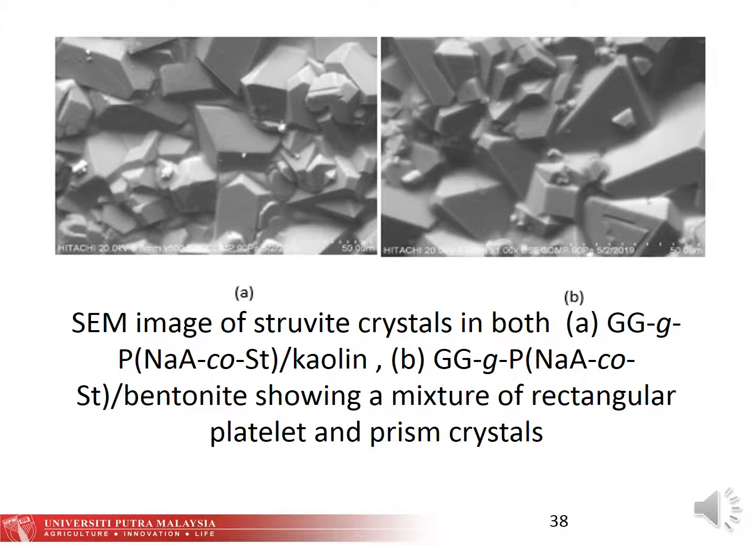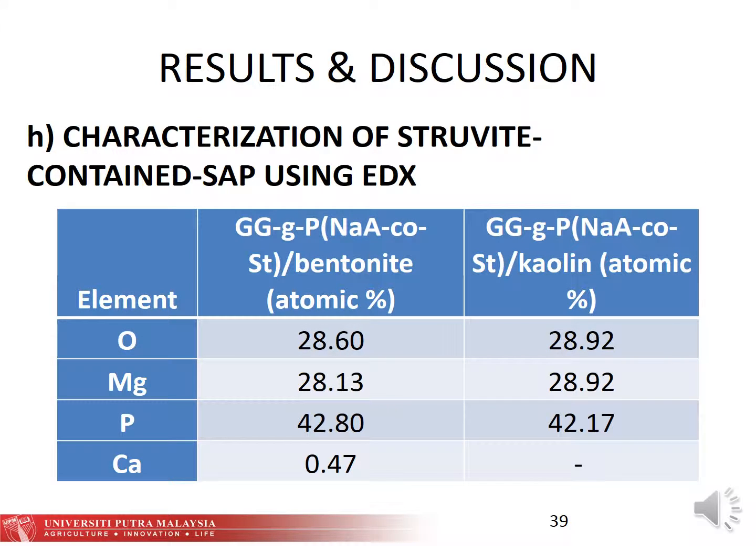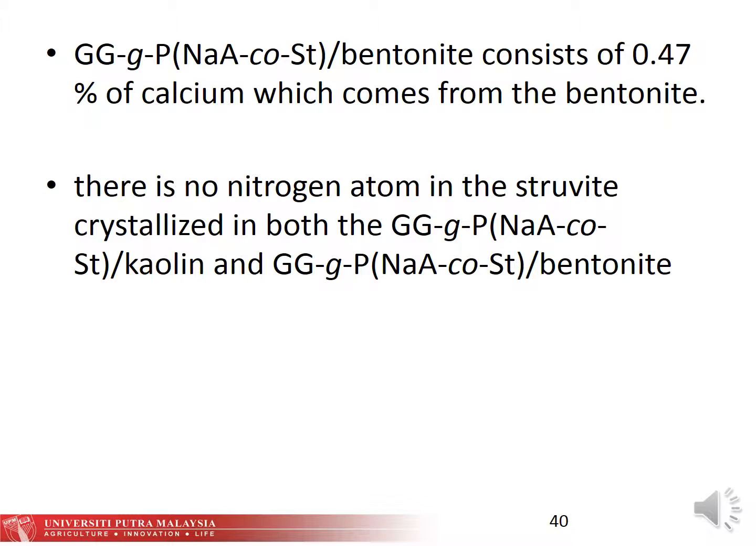Under SEM, it has been observed that both the SAPs with kaolin and bentonite have a mixture of rectangular platelet and prism crystals. For the characterization of struvite contained SAP using EDX, the table is shown in this slide. The bentonite based SAP consists of 0.47% of calcium which comes from the bentonite, and there is no nitrogen atom in both.